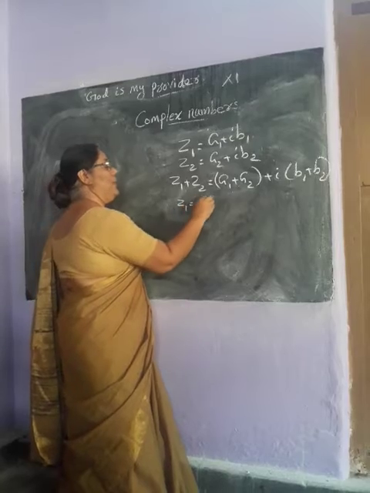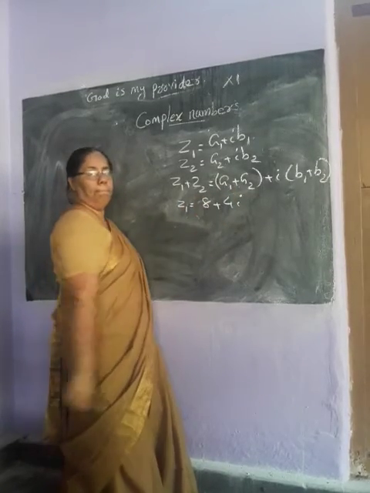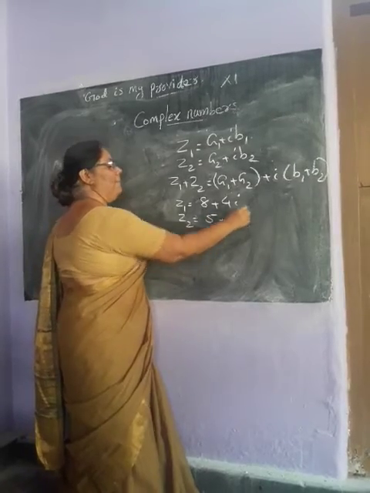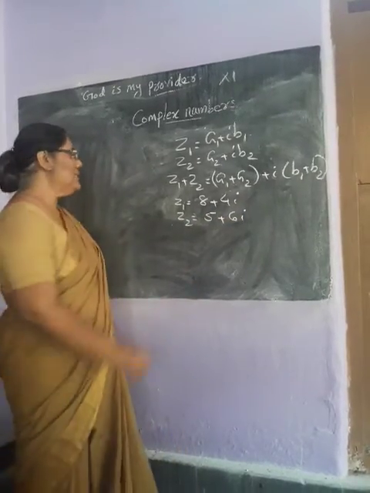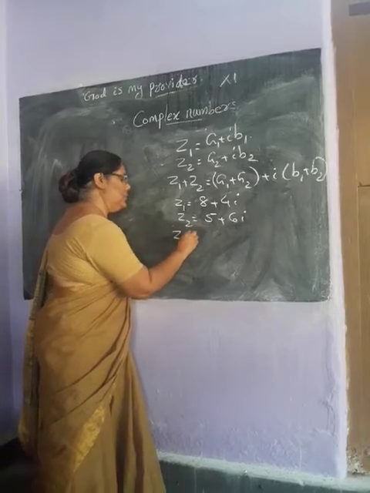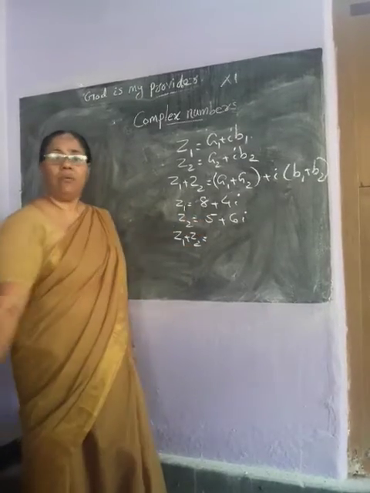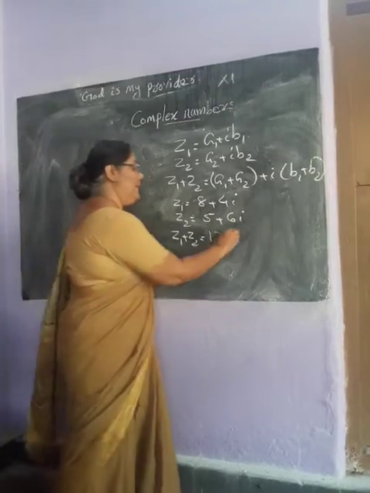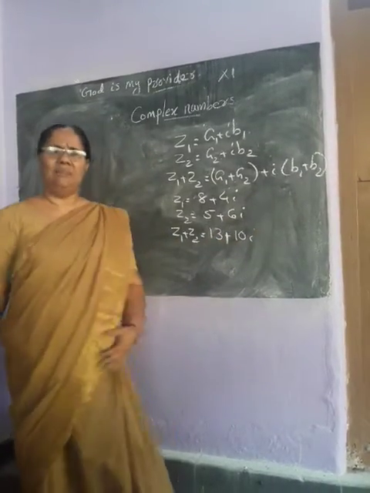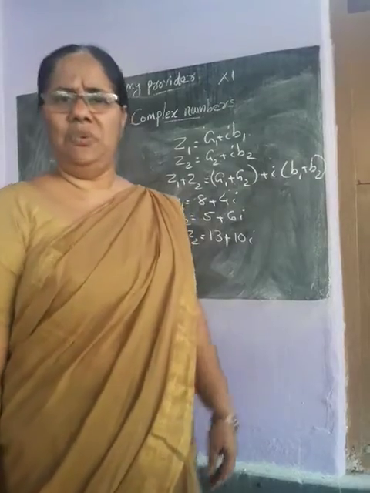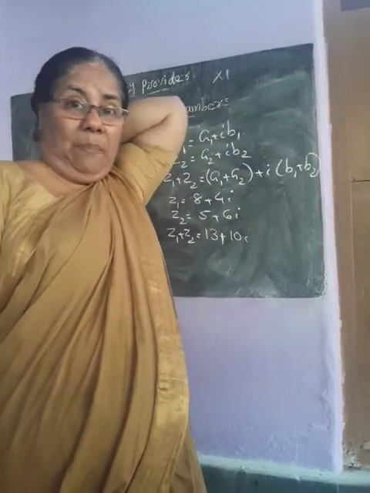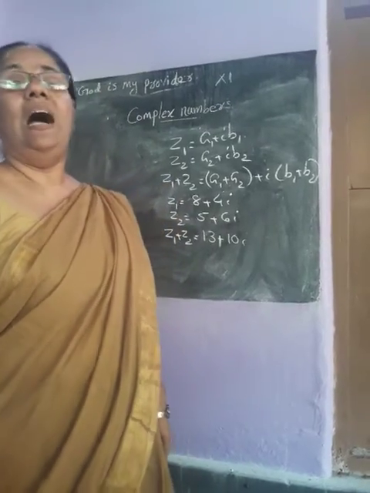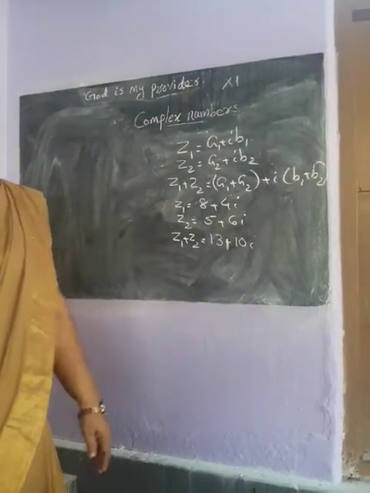Z1 is equal to 8 plus 4i and Z2 is equal to 5 plus 6i. What is your Z1 plus Z2? 8 plus 5, 13, plus 4 plus 6, 10i. Very simple chapter. Z1 plus Z2 means (A plus C) plus i into (B plus D).